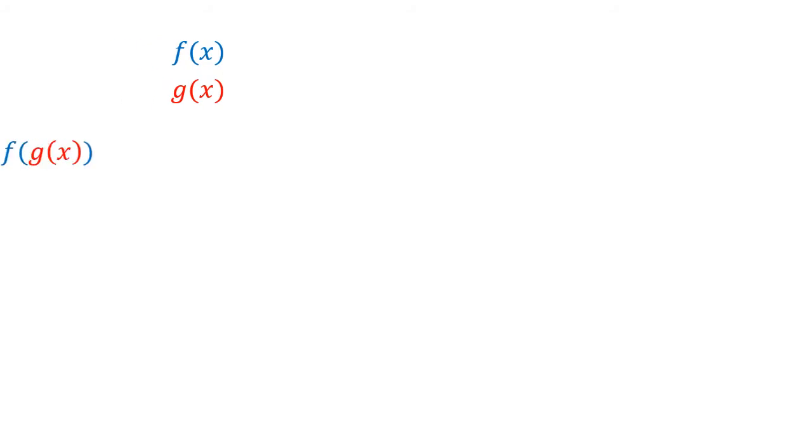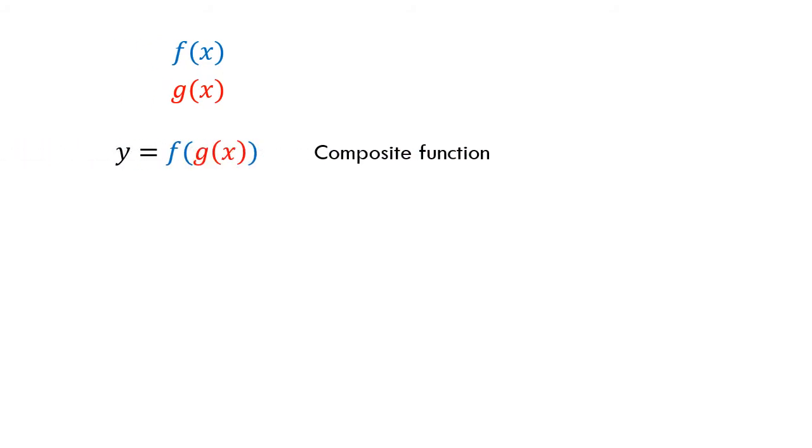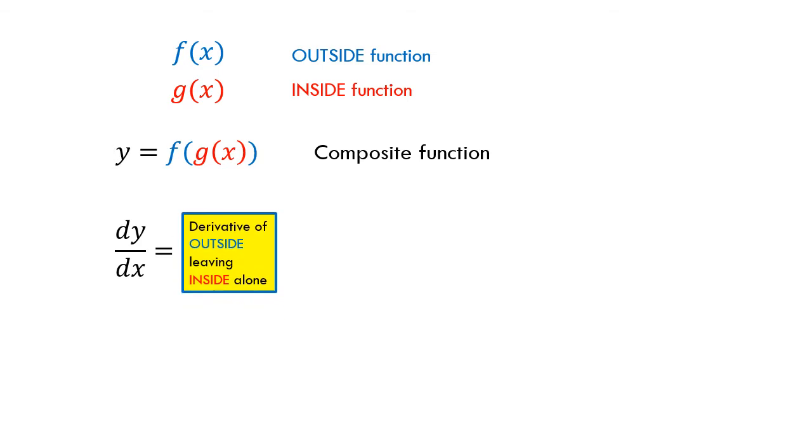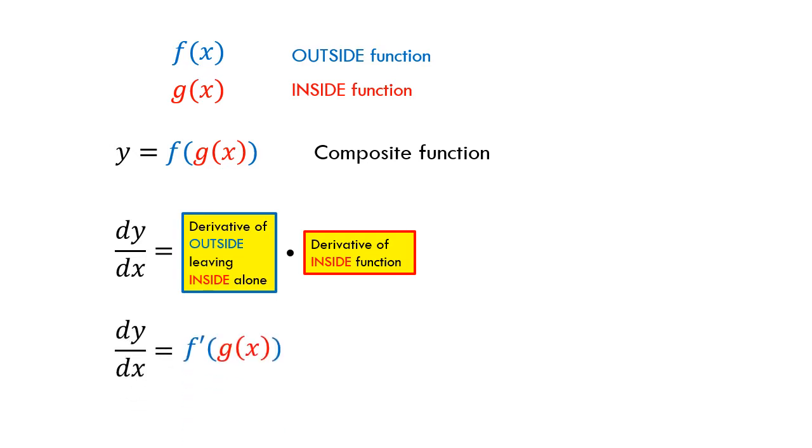Okay, if we have two functions f and g, the composition of f and g is f of g of x. Let y equal f of g of x. We can say f is the outside function, and g is the inside function. So the derivative of this function, dy by dx, is: we take the derivative of just the outside function first, and leave the inside function alone, don't touch it. After that, we multiply by the derivative of just the inside function. So the derivative of f of g of x is the derivative of the outside, f prime of g, multiplied by the derivative of the inside, g prime of x.